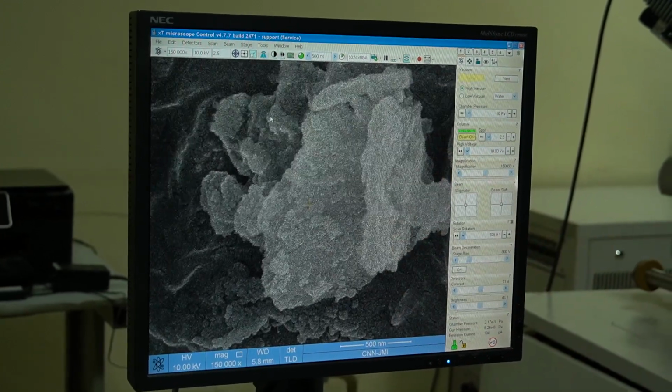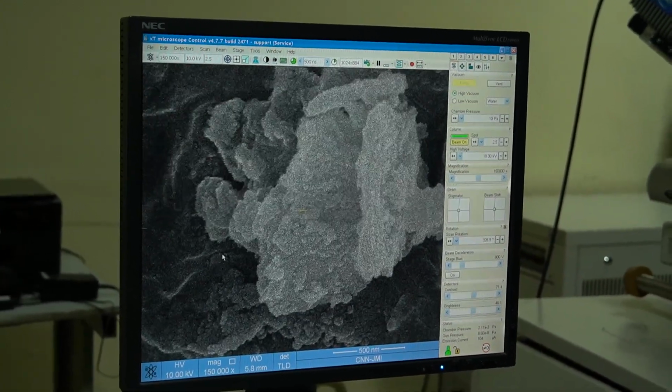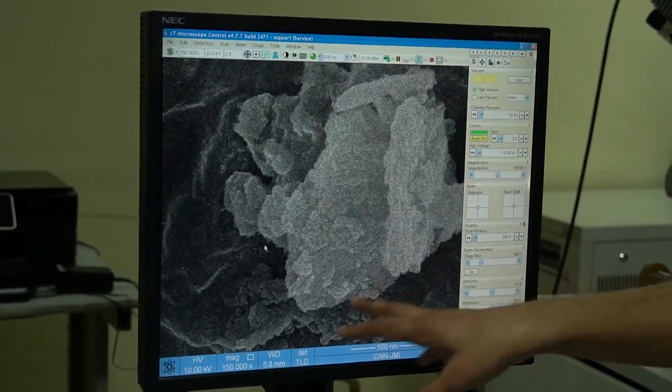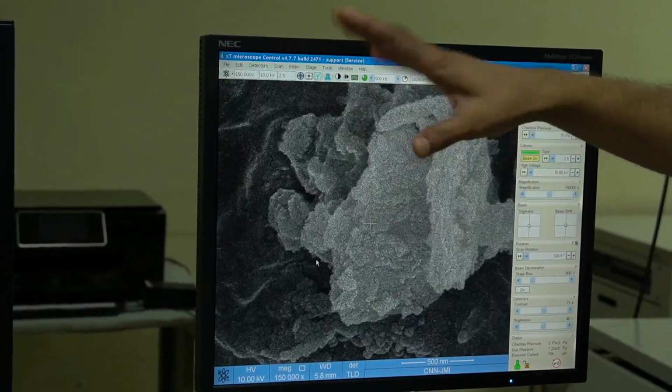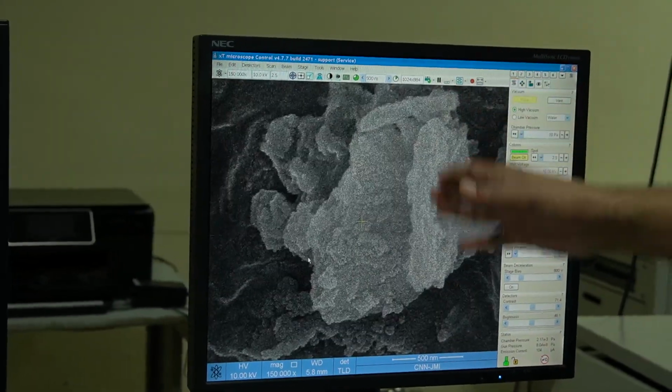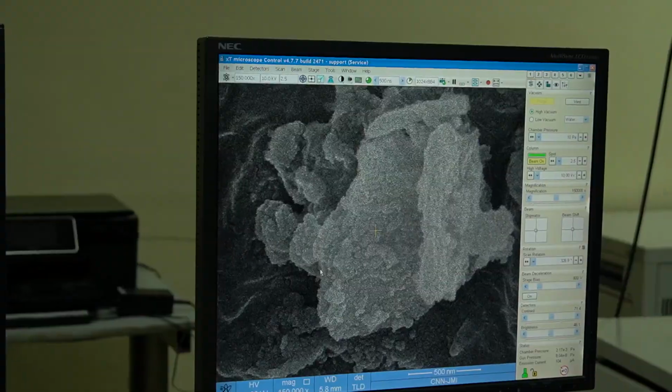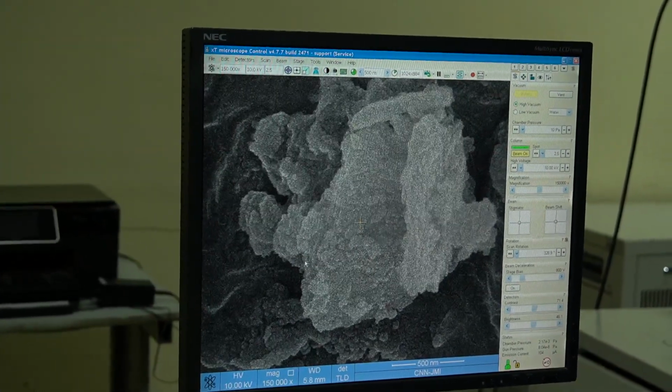I've magnified that window. So presently it is at a scale of 500 nanometer, like the whole window is of dimension of 500. Because it's a square window, the length is scaled up to 500 nanometer. That area is the scanning length.